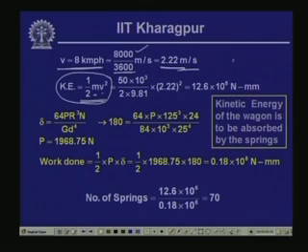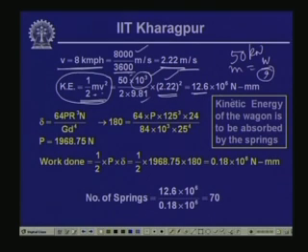The weight of this wagon is given as 50 kilonewton. So, m is equal to W by g, where g is equal to 9.81 meter per second square. So, W divided by g, with 50 kilonewton multiplied by 10 to the power 3 to convert it to Newton, and 2.22 square is the v square. This gives us a value of 12.6 into 10 to the power 6 Newton millimeter.